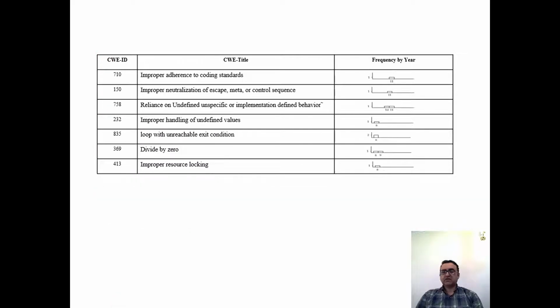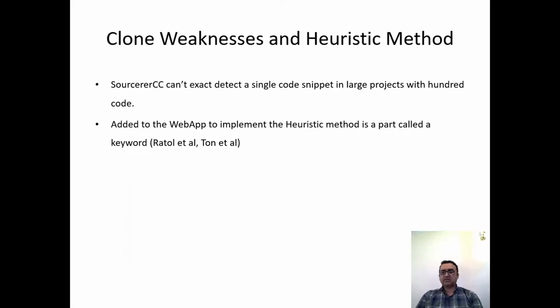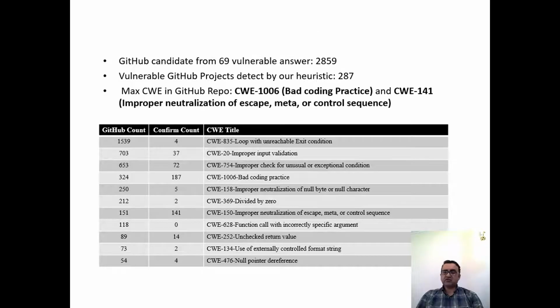So later on, in addition to the GitHub project, we used a heuristic, and based on our heuristic, we searched for specific patterns that we felt might lead to an actual vulnerability. Based on GitHub references, those 69 vulnerable answers were present in more than 2,800 GitHub projects. So although 69 is small, 2,800 is a large number.